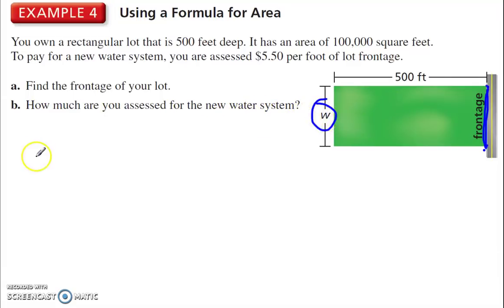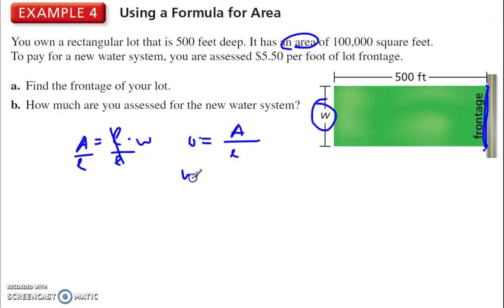We've got the area that we know. Area of a rectangle is length times width. So now we're solving for W. So we divide by L on each side. L cancels out. W is the area divided by the length. So W is 100,000 square feet divided by 500.